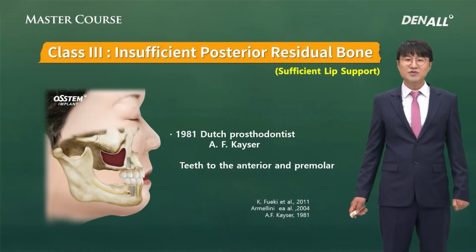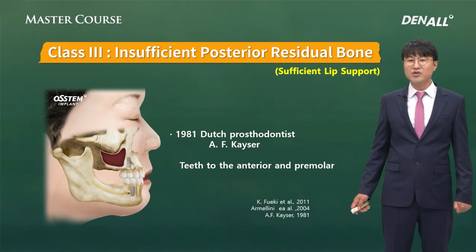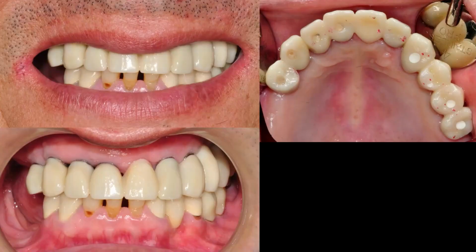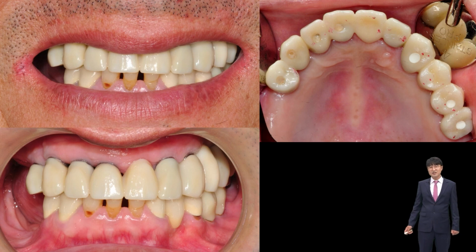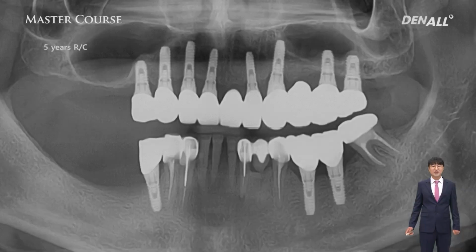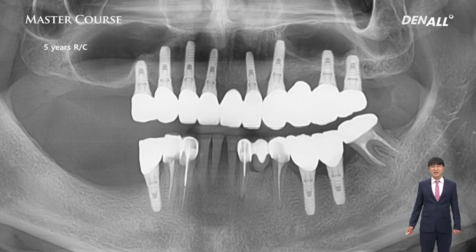So if there's not much bone and therefore bone grafting cannot be done, then the shortened dental arch technique is something I prefer. So this type of restoration is something I also consider. On the right side, there's no restoration, but the patient could still chew. And after 5 years, on the panorama photo, the implant is still functioning stably.